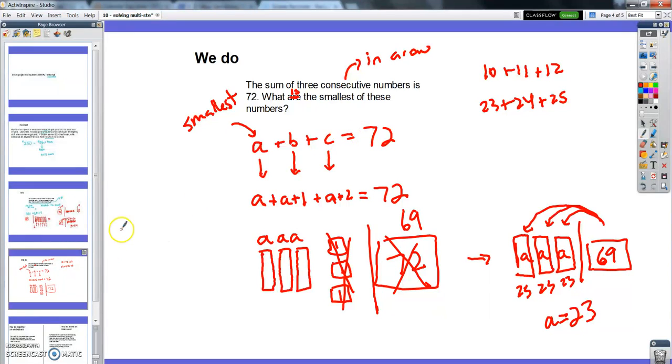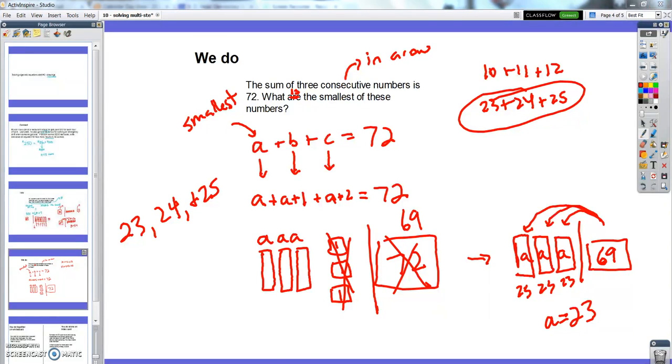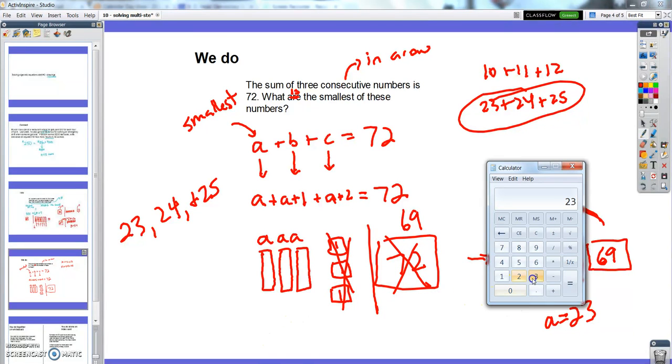And my 3 numbers were 23, 24, and 25. Oh my gosh, that was one of my random answers. Look at that. I did not know that when I did it. I had not worked it out yet. If I add up 23 plus 24 plus 25, I indeed get 72.